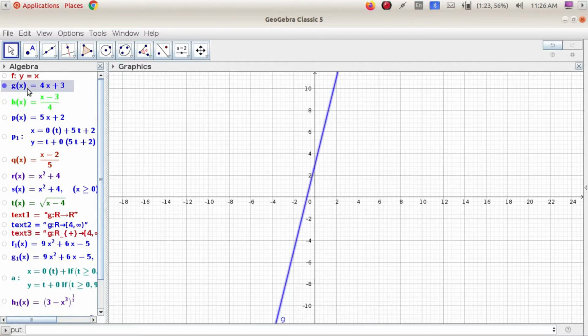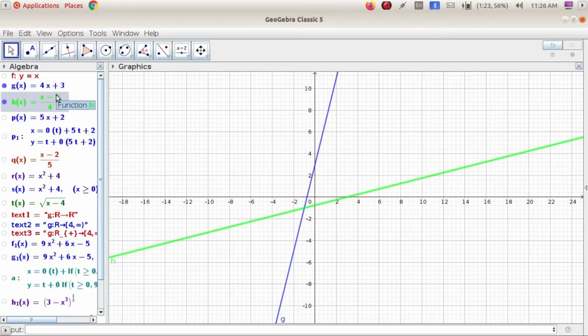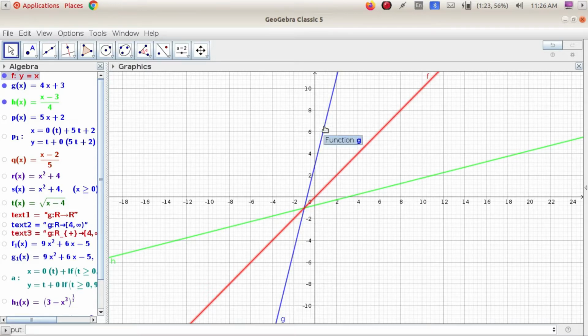Now first one, the function is 4x plus 3. Its inverse is x minus 3 by 4. We found the solution of this in the earlier problem. The inverse of the function 4x plus 3 is x minus 3 by 4, and that is what this green line represents. Now consider the line y equal to x. Clearly, this green line is a reflection of this blue line along y equal to x.